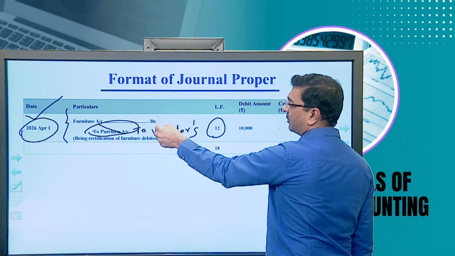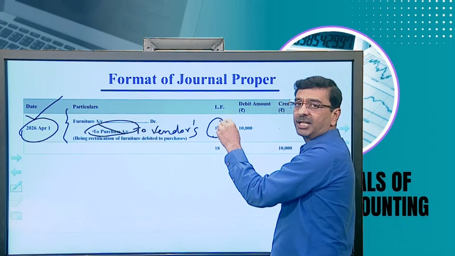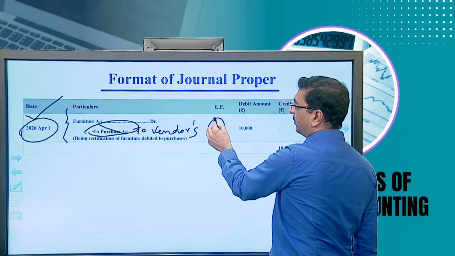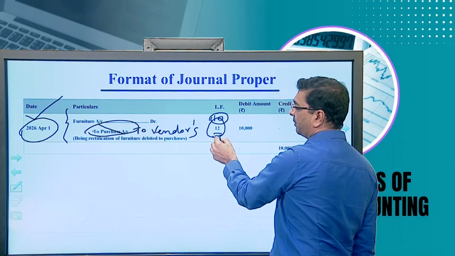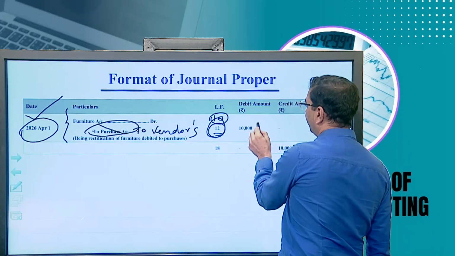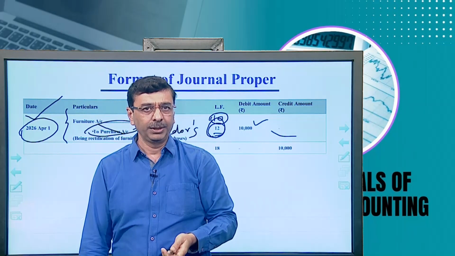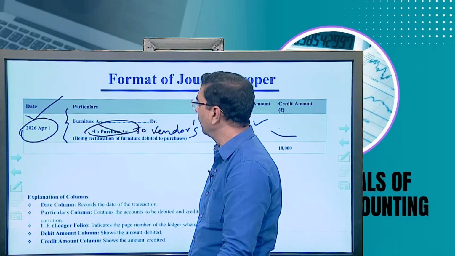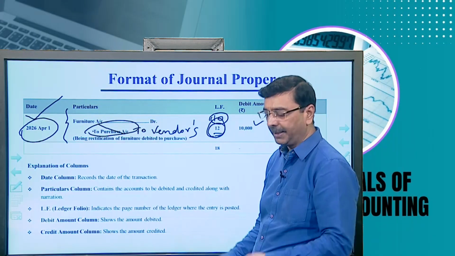LF: wherever this transaction is actually posted, on which particular ledger folio number, that we have to write. Suppose the furniture account is prepared on ledger folio number 10, then it has to be written 10. If the vendor's account is prepared on page number 12, then it has to be written here 12. So the amount of debit and credit will be written there according to the understanding. So this is the way to write the journal entry. The explanation is already here, which has already been explained.